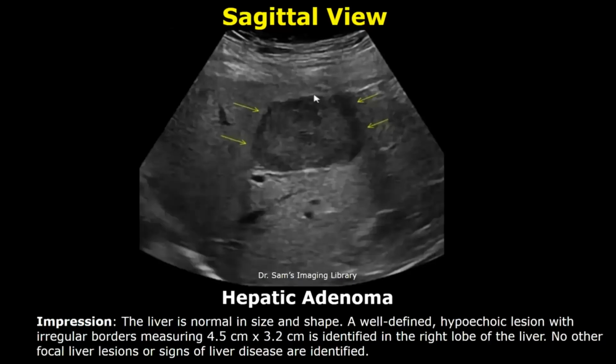In the impression, we can write these findings, but we cannot confirm an adenoma just on ultrasound, so we do not write adenoma in the impression. We just write the findings and advise further testing and clinical correlation.